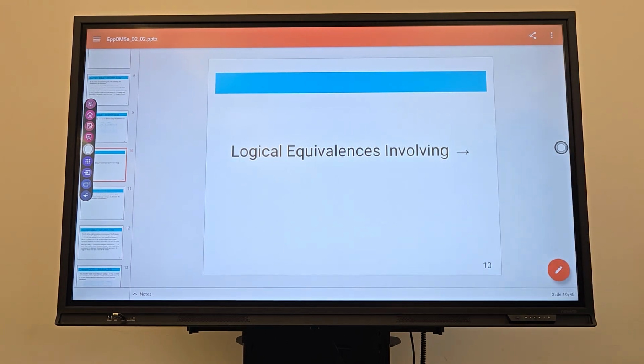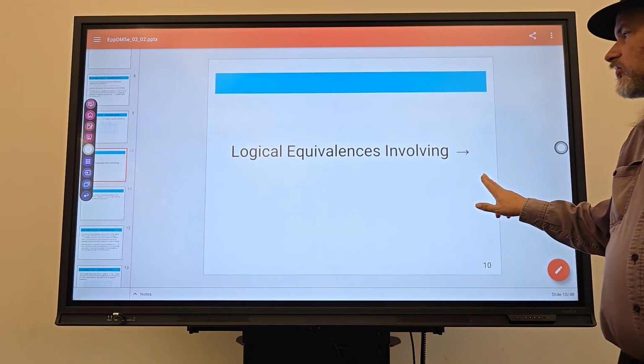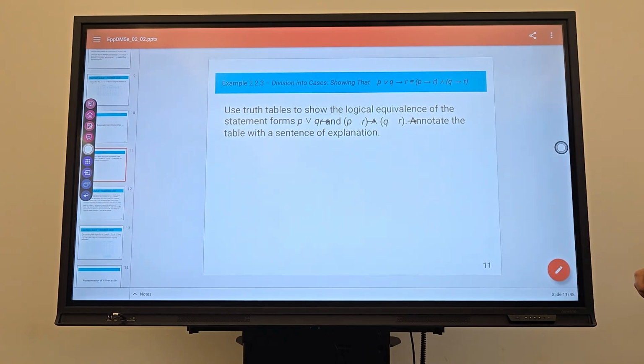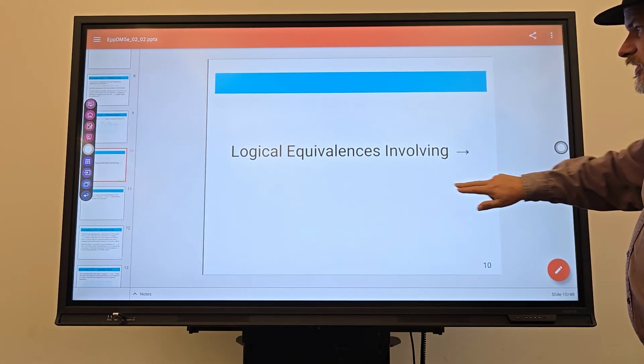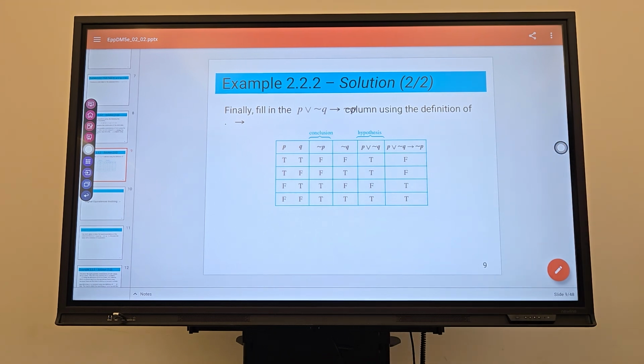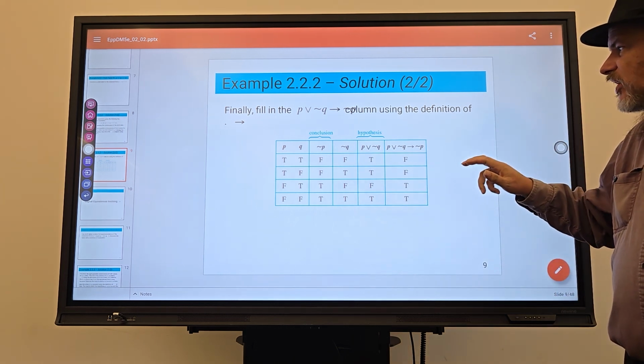All right. Logical equivalences involving the conditional. Again, the slides get kind of screwy on this program here. Use truth tables to show the logical equivalence of the statement forms. Okay, how do you arrive at the results of the last column?